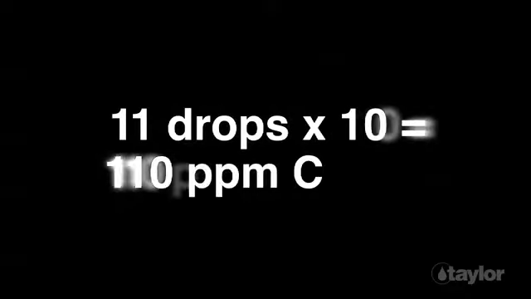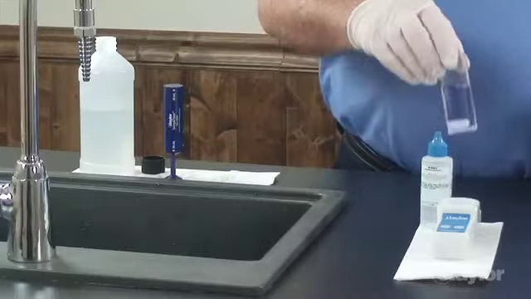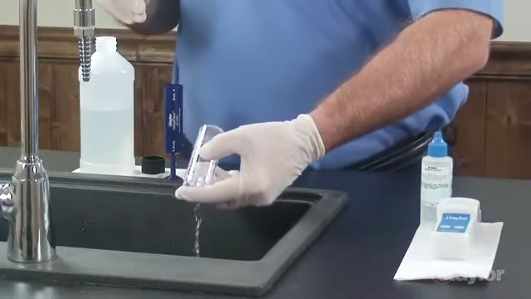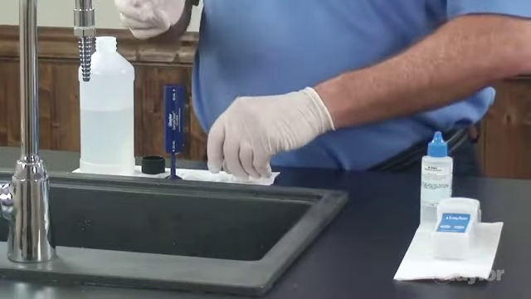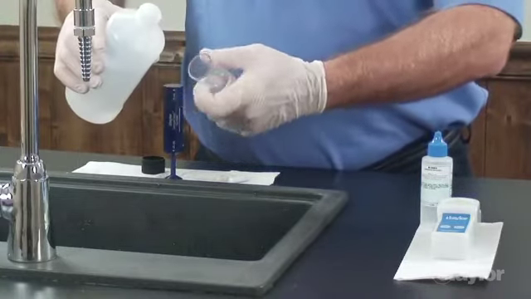Multiply the drops of hardness reagent needed to reach the endpoint by 10 and record as parts per million calcium hardness as calcium carbonate. Discard the sample and rinse the sample tube with DI water or hardness-free water before performing the test for total hardness.